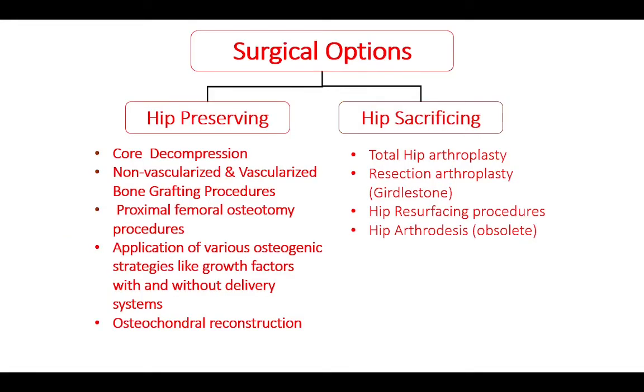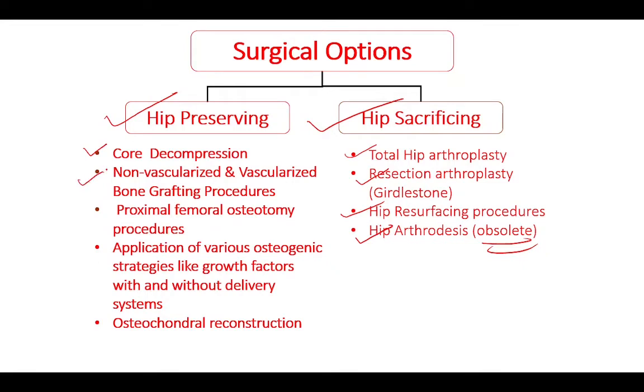Surgical options for AVN can be divided into hip preserving and hip sacrificing options. Hip sacrificing options include a total hip arthroplasty, a resection arthroplasty or an excisional arthroplasty, hip resurfacing procedures, and a hip arthrodesis which is now obsolete.